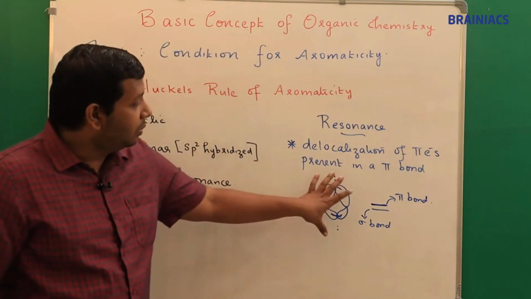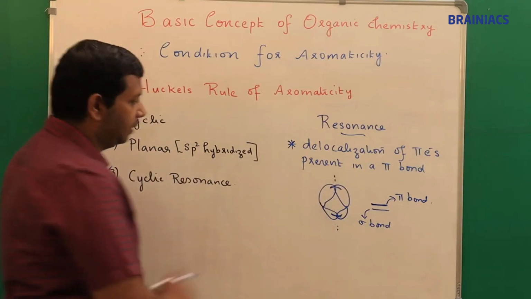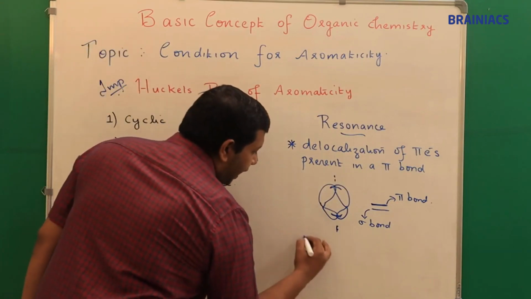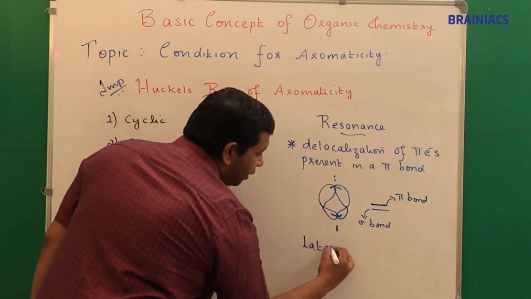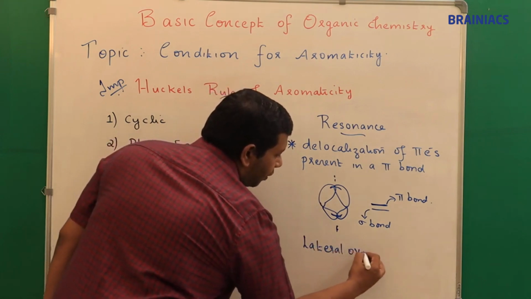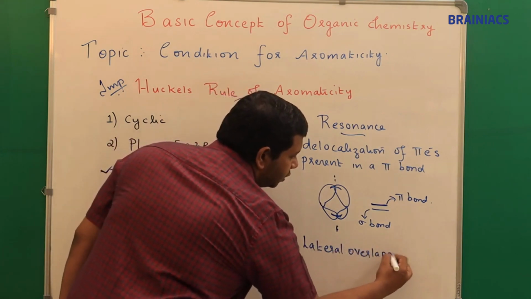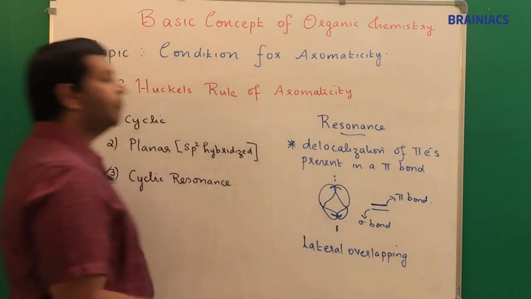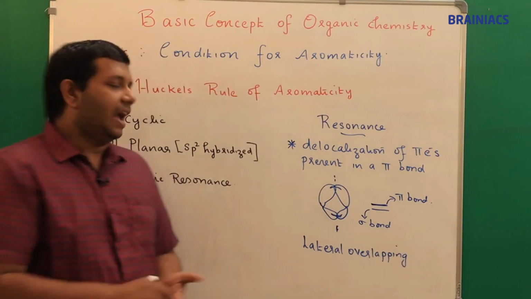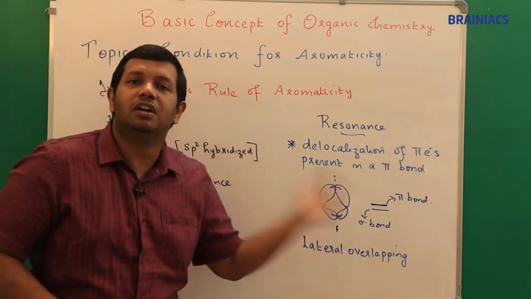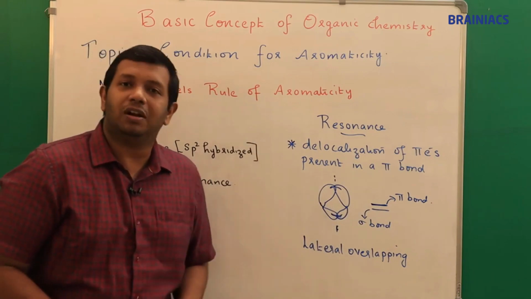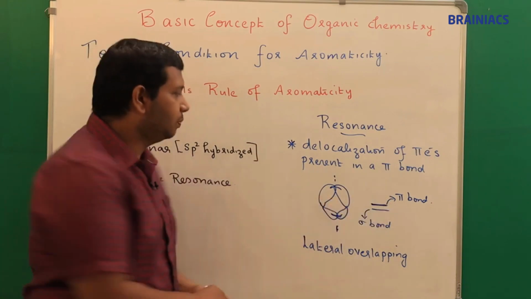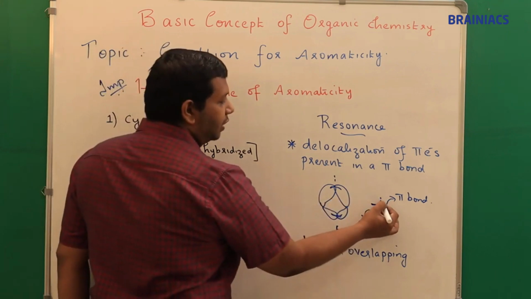Why? Because it is formed by lateral overlapping. So this is called lateral overlapping. Okay, so lateral overlapping will give rise to a pi bond, and that pi bond is a weak bond. So if it is a weak bond, what will happen? If this bond is breaking, if you give a small amount of energy, this will break.